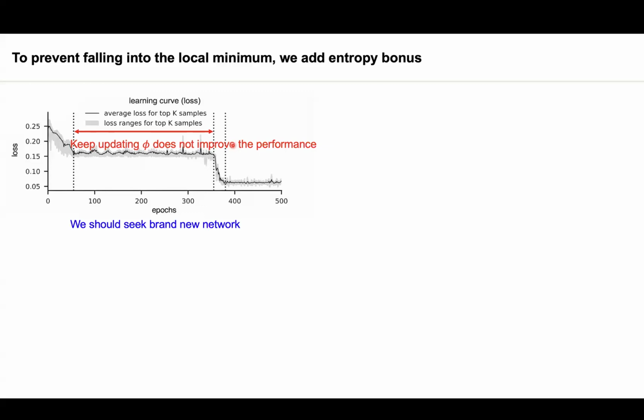So we should seek really new CRNs. So it means that we have to simulate, we have to sample new ID and zeta. So it means that the agents should make this probability distribution of ID and zeta more broad.